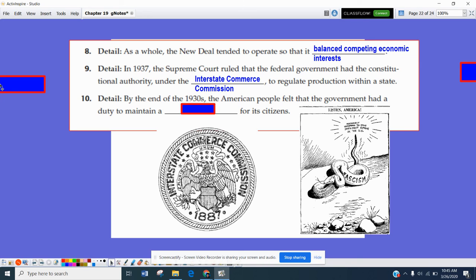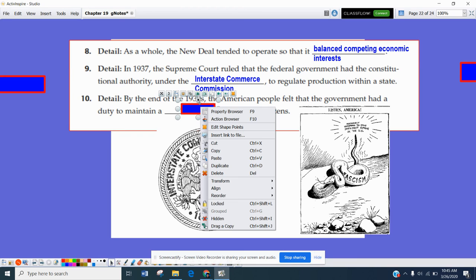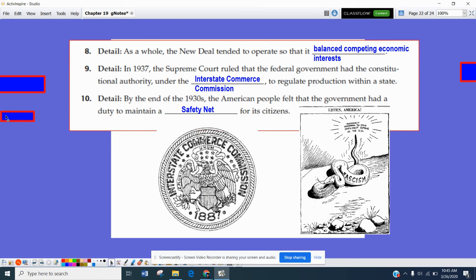And number 10, by the end of the 1930s, the American people felt that the government had a duty to maintain a safety net economically for its citizens. But again, what's really going to help our nation, probably more than anything, is the idea that we have to be prepared to fight a war.